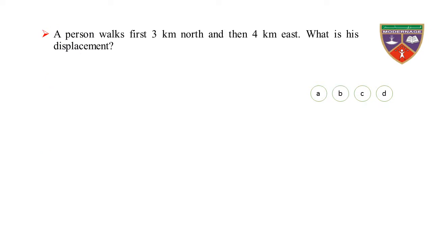A person walks first 3 km north and then 4 km east. What is his displacement? Option A 5 km, B 9 km, C 16 km, D 25 km. The key is 5 km. Therefore, the correct option is A.